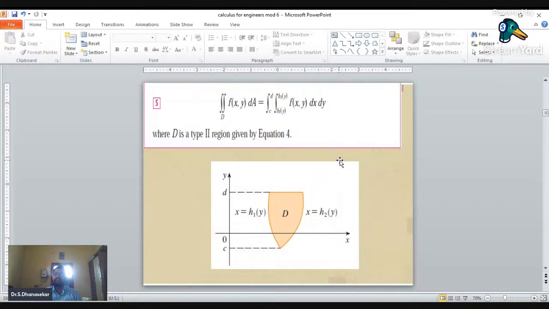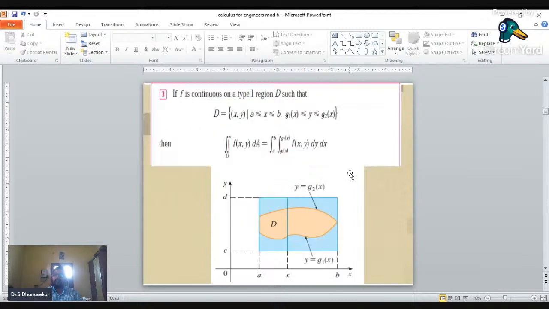When it comes to dx dy, I have to draw a horizontal line here. If I draw a horizontal line here, it starts at the curve h1 of y and ends at the curve h2 of y. Therefore, my inner integral is h1 of y to h2 of y, right? And at that time, my y varies from c to d. This is how you need to find out the limits. This is a very important task in multiple integrals. If you know how to find the limits, this will help you in vector calculus also, and in triple integrals too.